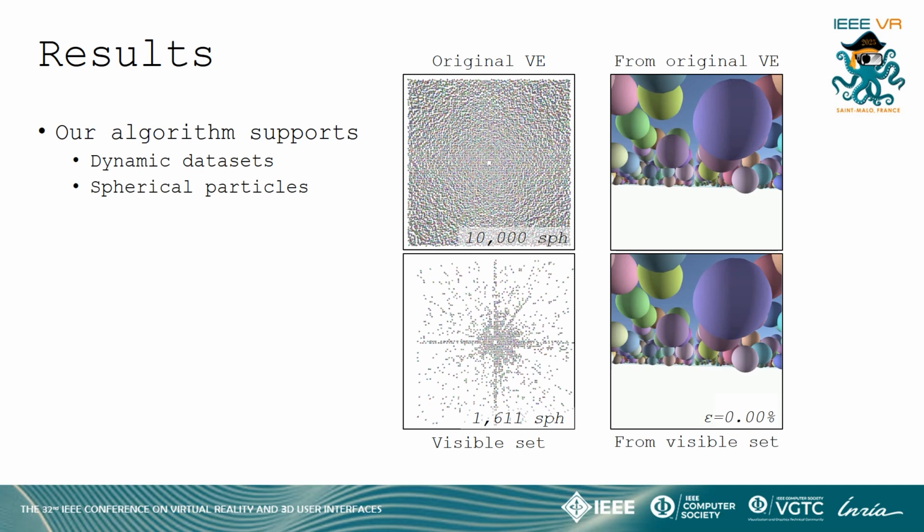So this is an illustration of that. So these are bouncing spheres. They're all bouncing vertically on a horizontal plane. You see that the visible set has only 1,600 spheres as opposed to the 10,000 original spheres, and rendering frames from the visible set results in flawless frames in this case. So all visible spheres are found.